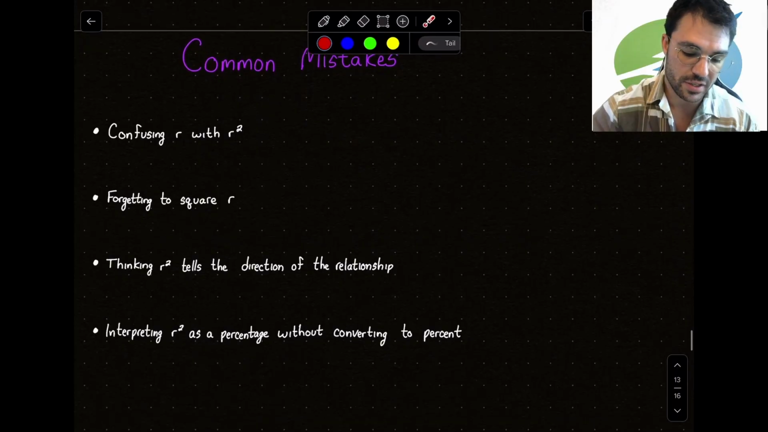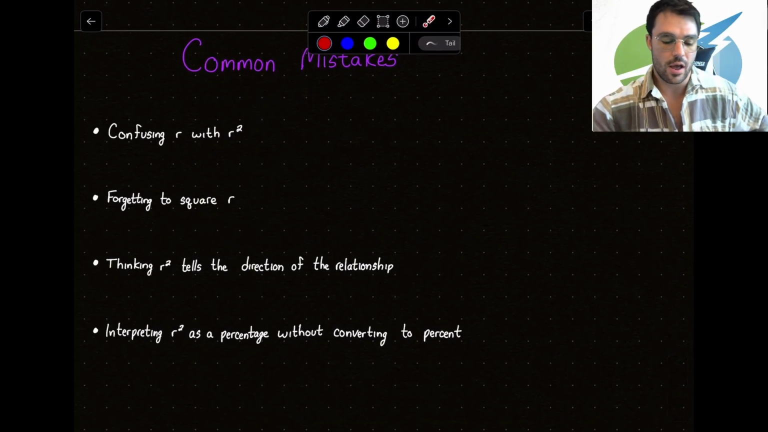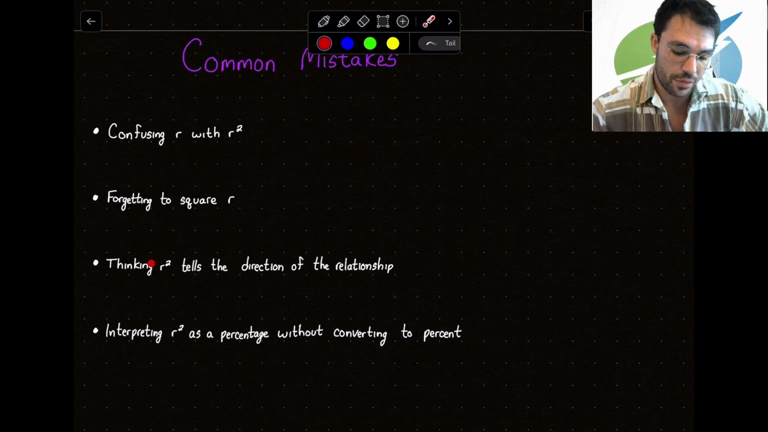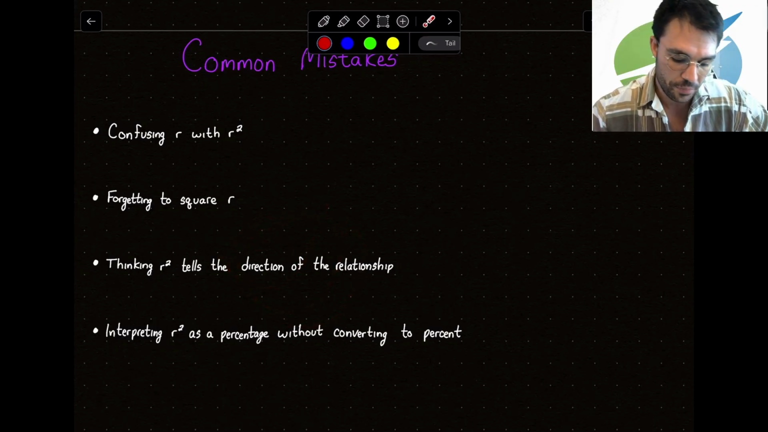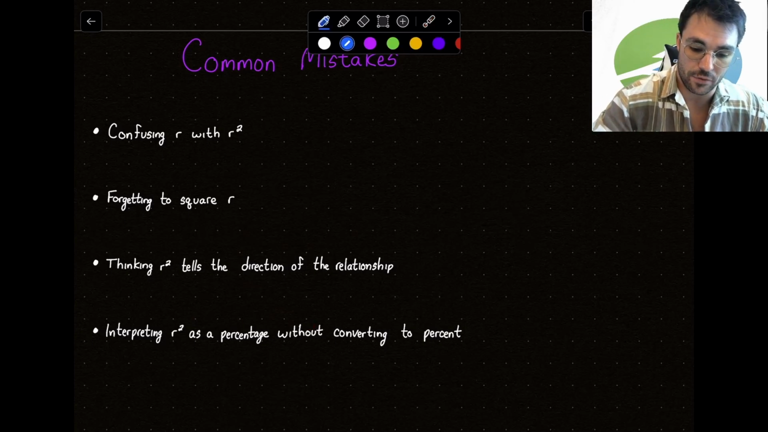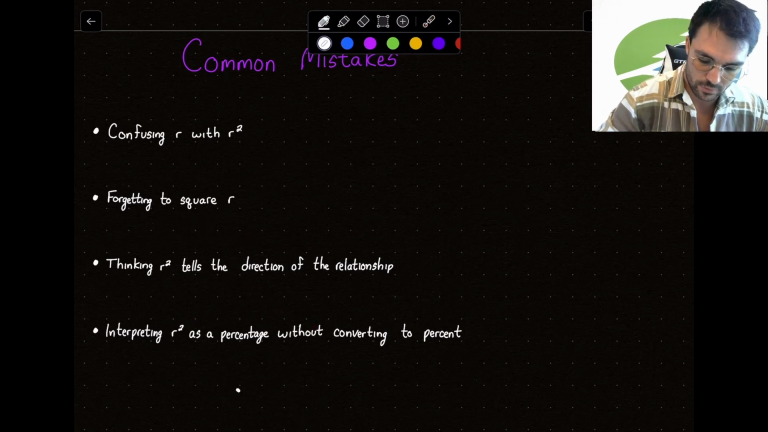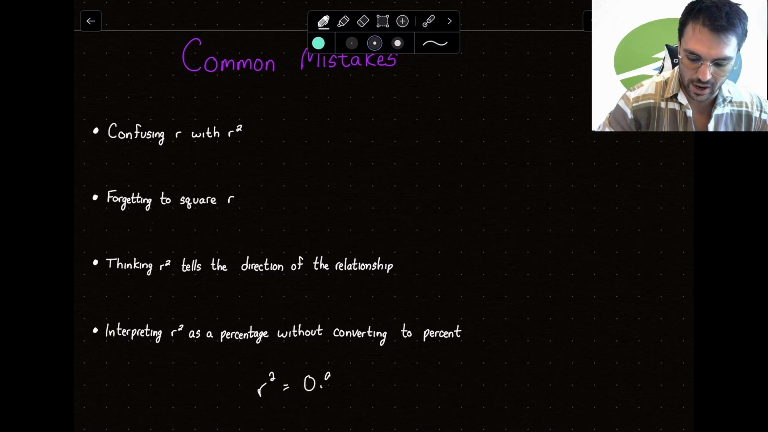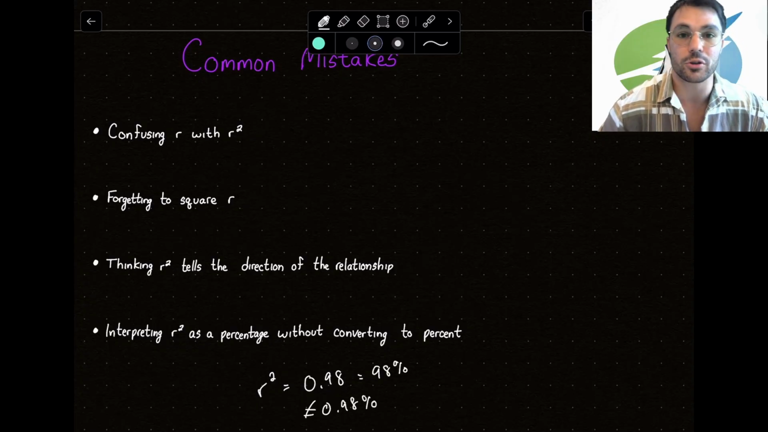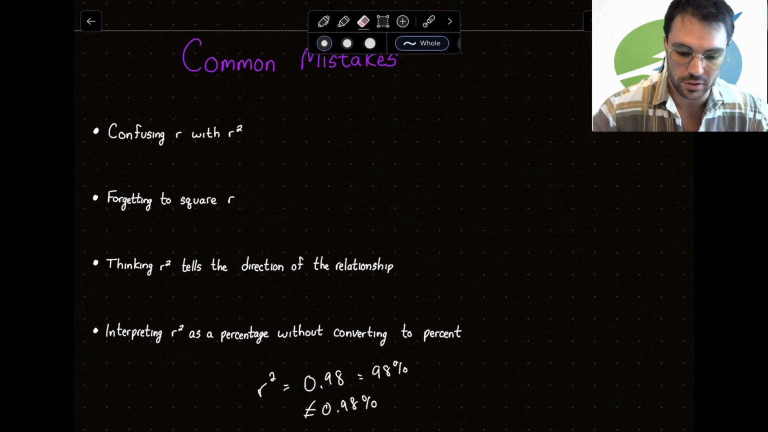Some common mistakes: confusing R with R squared, forgetting to square R, thinking R squared tells us the direction of the relationship, which has nothing to do with direction, and interpreting R squared as a percentage without converting to percent. Meaning, if you get R squared equals 0.98, this is equal to 98%. It is not equal to 0.98%. Remember, you have to multiply it by 100 or just move the decimal place over twice.